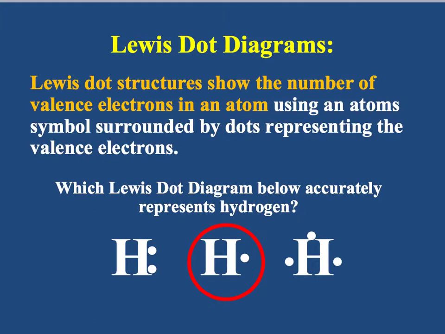Right, so again, under Lewis dot diagrams, you're saying that they show the number of valence electrons in an atom. And the way we do that, and I want you to write this out so that you have the example, is we put the element symbol and then how many valence electrons. So in this case, it's just hydrogen and 1 dot because it only has 1 valence.